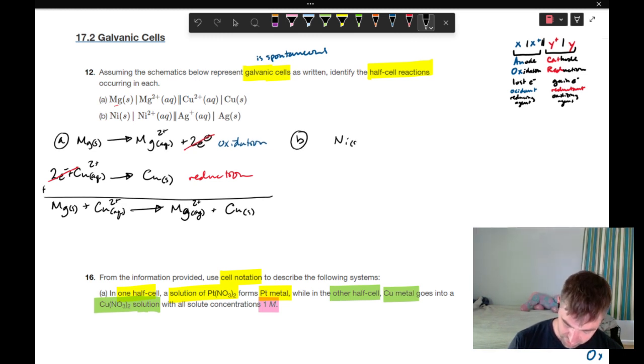Yeah, we'll do it this way. So we have solid nickel to aqueous nickel. Pretty straightforward, need 2 electrons on that side.